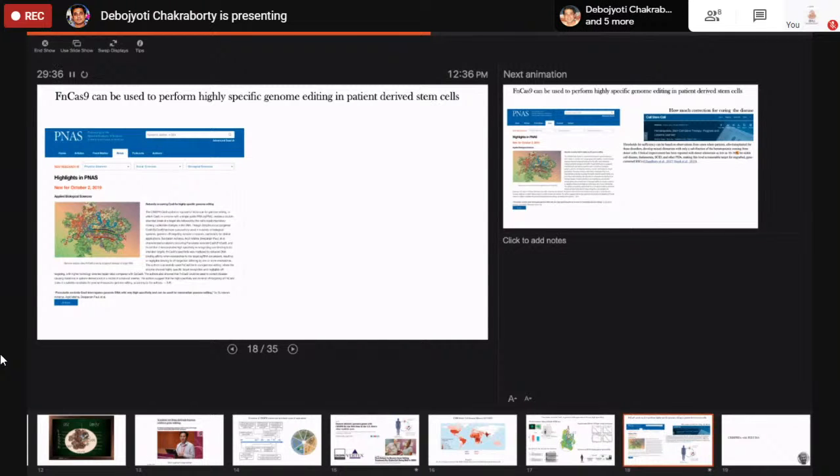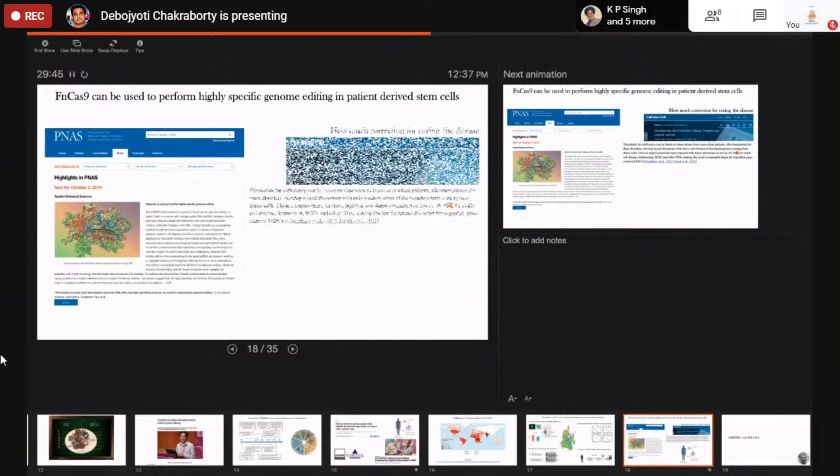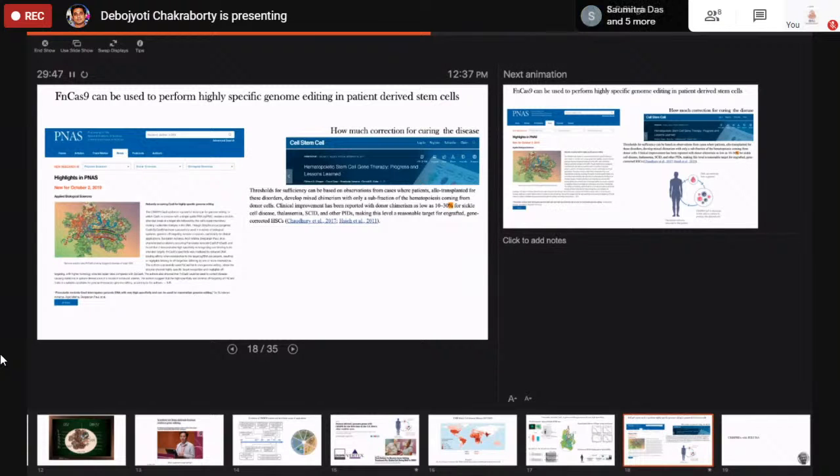But if you ask me, this is more academic than anything else, and one really needs to think how will that help in going ahead and going into clinical trials, and how much of correction do we need to actually correct the disease, which is about 30% for sickle cell anemia.